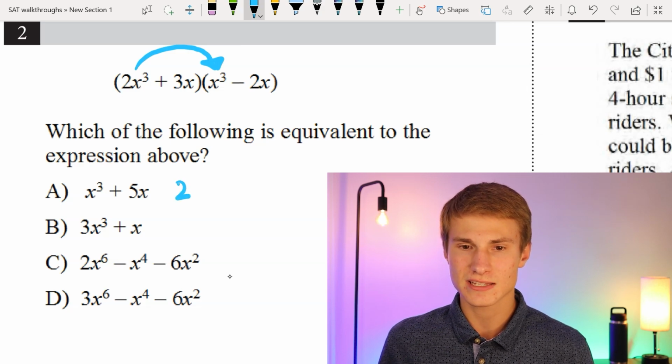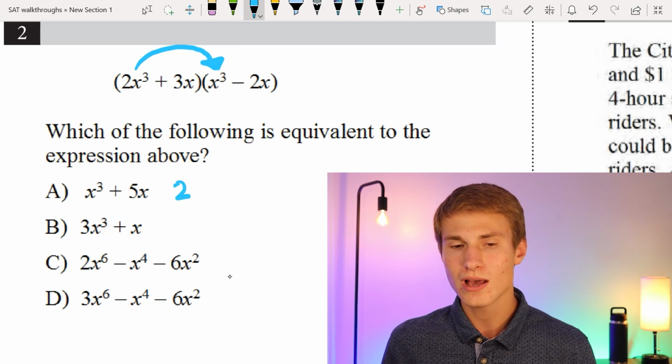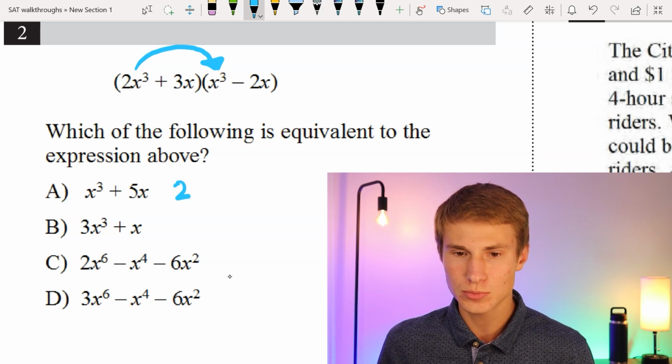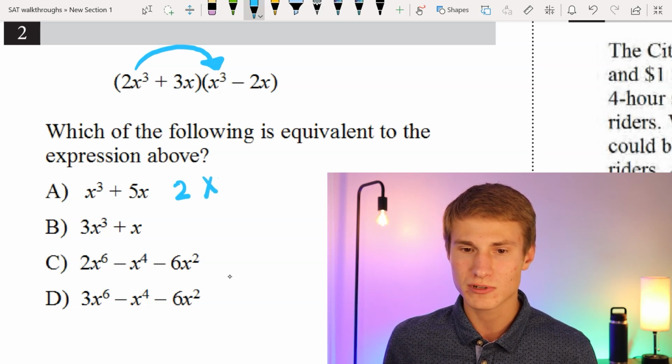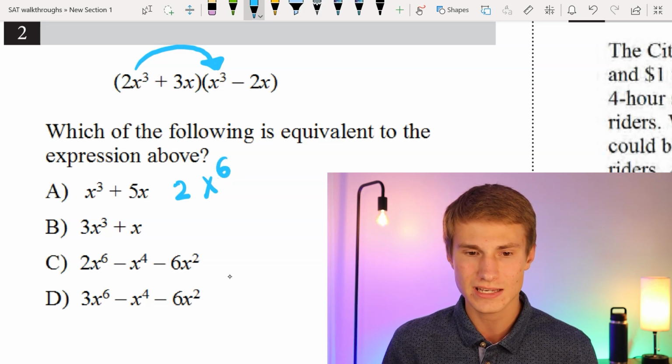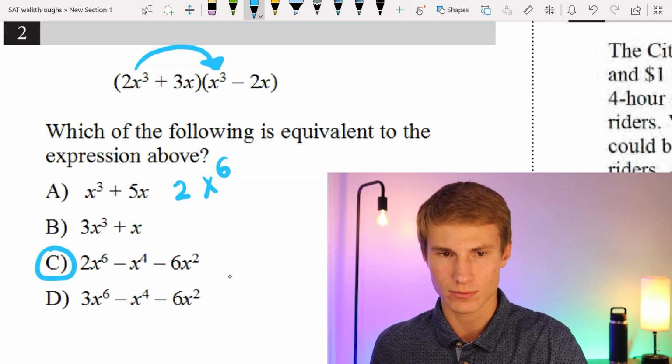We're going to take our 2. That stays the same because 2 times 1 gives us 2. Then x cubed times x cubed is going to give us x to the 6th. So we're going to have 2x to the 6th power, which we see is only present in answer choice C. So our answer there has to be C for number 2.